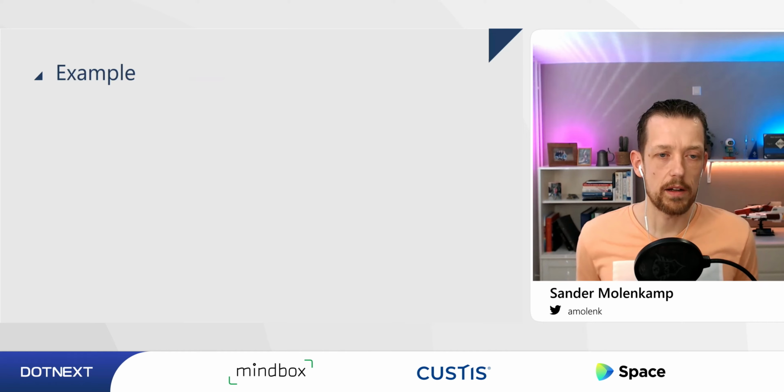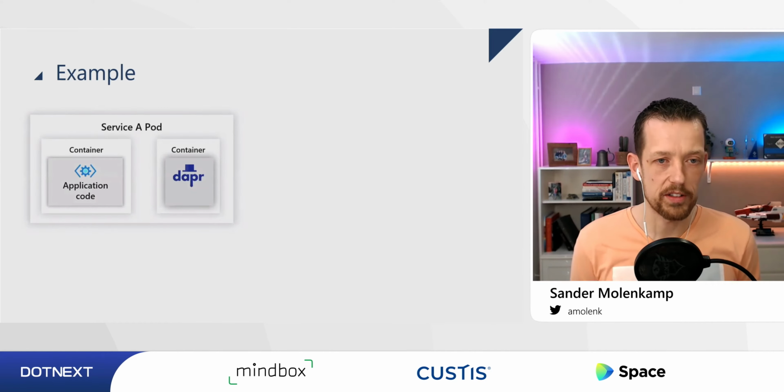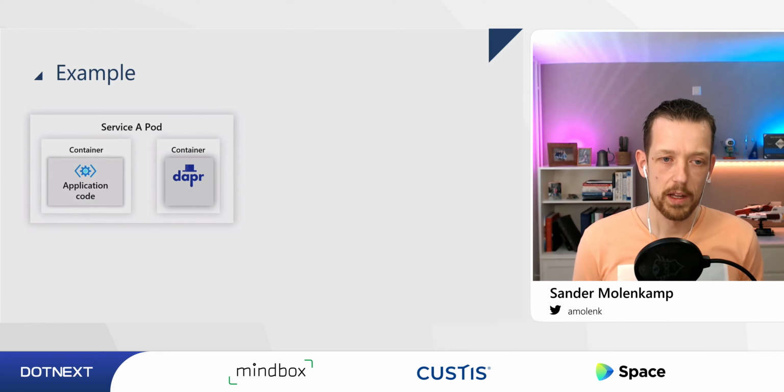So let's look at a quick example for this. Let's say I have a Service A pod, and in the Service A pod runs my application container together with its Dapr sidecar. And that's, by the way, very easy to set up in Kubernetes. You just add an annotation to your Kubernetes manifest, and then Dapr will automatically inject that sidecar into your pod. So once that's up and running, I can now use all the building blocks from Dapr for my application.